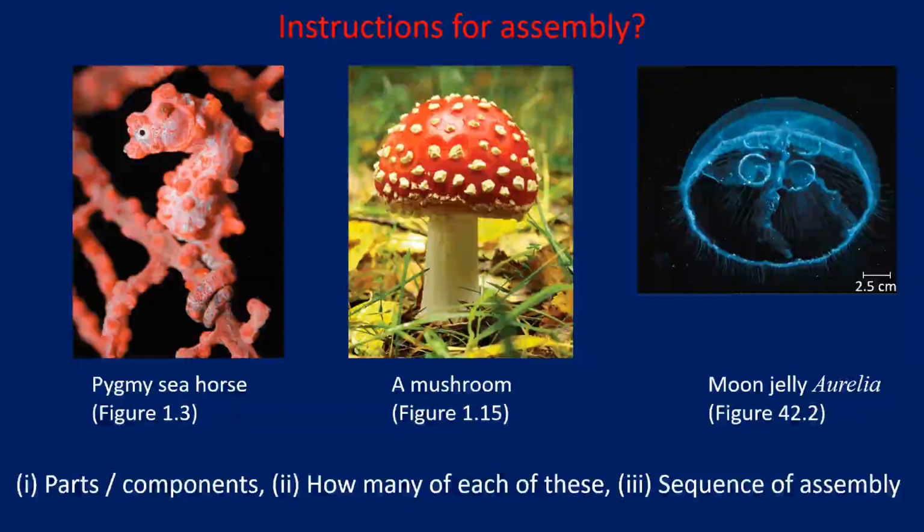You have to know what is the sequence of assembly. It's extremely difficult to predict this thing. So when you think about this living being or organism, they are basically, you can say, a self-assembled system. And this self-assembly has basically evolved over millions of years.